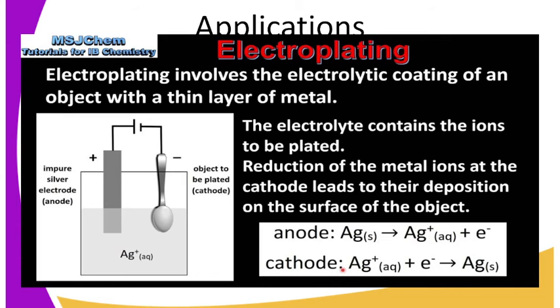The equation at the anode is silver losing an electron to form a silver ion. And at the cathode, we have silver ions gaining an electron to form silver.